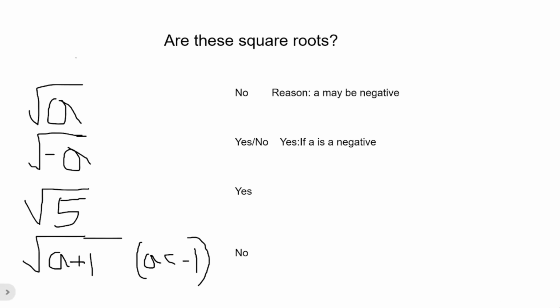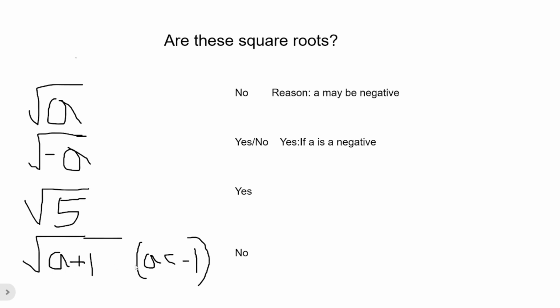So this one is no, because it might be a negative number. So if a is -1, then it's not a square root. And it's also yes if a is a positive number. So here, negative a, most people would say no because they see a negative, but it could be yes, because if a is a negative number, two negatives turn into a positive, so it might be yes or no. And the square root of 5 is just yes, because it's a square root.